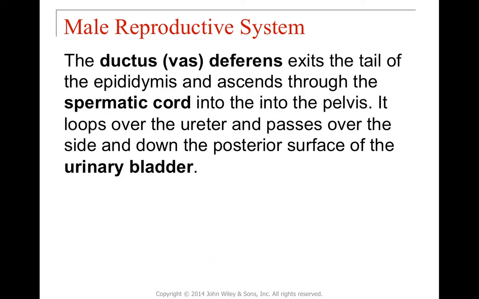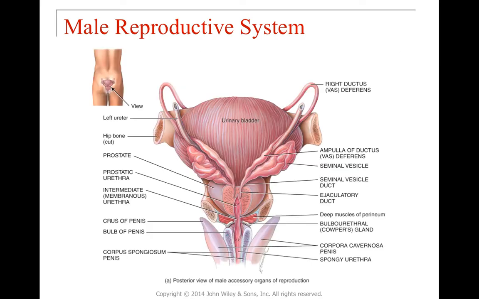Okay, so just to refresh you with what we've just talked about. The vas deferens, or the ductus deferens, is going to head out through the caudal epididymis, or the tail of the epididymis, and head up through the spermatic cord that heads up into the pelvis. It's going to go over top of the ureter, which is part of the urinary system, passes over the side and down the posterior surface of the urinary bladder. So it truly does have quite a long way to go before it meets up with the rest of the fluid that's going to be ejaculated.